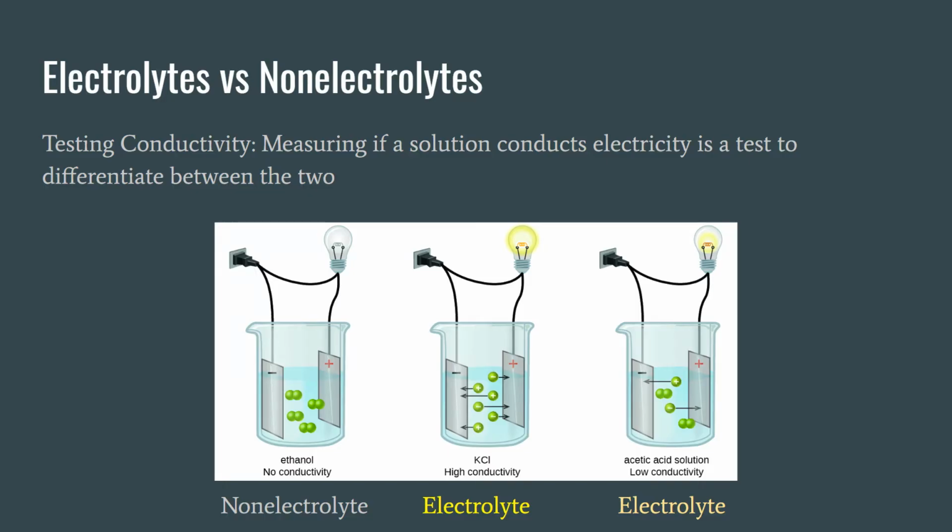Again, to sum it all up, electrolytes dissolve into ions. Another word that we use for this is they dissociate into ions. This means that they can conduct electricity. So with a simple conductivity test, we'll see the light bulb turn on. Non-electrolytes do not dissociate into ions. They do dissolve, but because there are no ions, they can't conduct electricity.